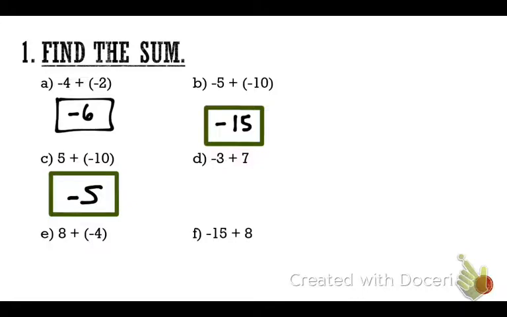Kyla, -3 plus 7. 4. Correct, +4. She took the sign of the larger number, which was positive, so the answer is +4. Just the girls, 8 plus -4. What is it? 4. 4 is correct. And just the boys, -15 plus 8.